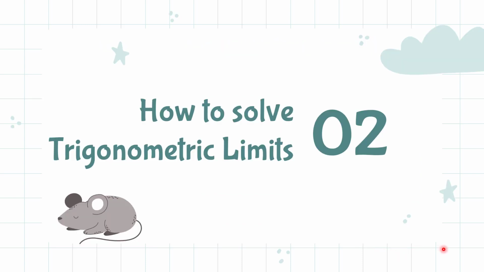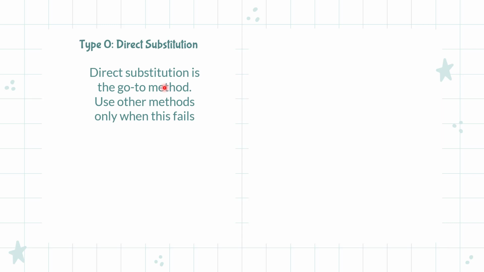How to solve trigonometric limits? Let's check. We have the same type as the algebraic limit. When we have direct substitution, this is the go-to method. You can use this and you use the other methods when this fails. So first one, limits of sin θ. Since θ equals 0, sin θ is defined, then you can have the same value of the limit. Sin 0 is equal to 0.